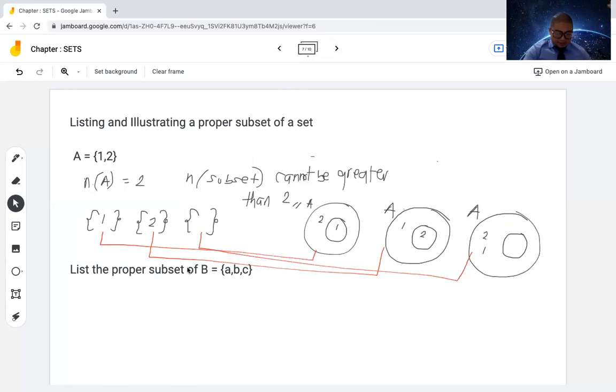All right, so let's try to see whether you guys fully understand this particular problem. So all you need to do is to pause this video and try to answer and list down the proper subsets of B.